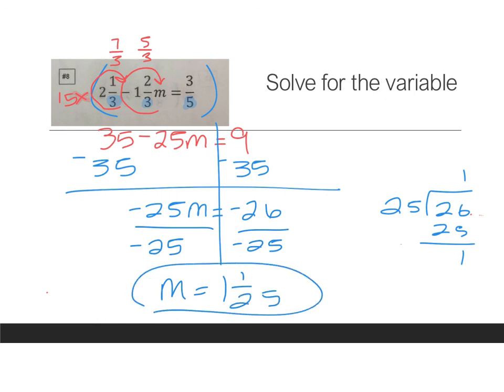Okay, now again, you don't have to use the method of clearing fractions. I just think it works out nicely. If you were to do it with your normal fractions, you should have gotten the same answer. You should have gotten the same answer if you had worked with fractions the whole way.